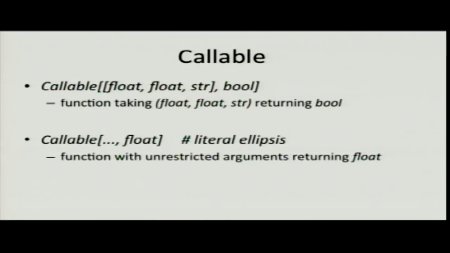Callable, sometimes you want to say an argument is a function that takes such and such arguments. We have a notation for that. It's not a very elegant notation, but given all our constraints, it's the best we can do. If you have a really complicated argument signature, you can just put an ellipsis there, and then it will take anything, and then at least you can still talk about the return type.